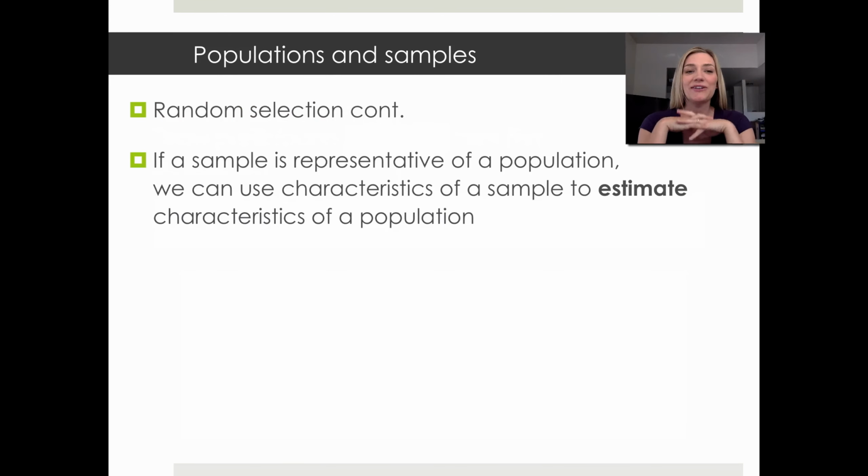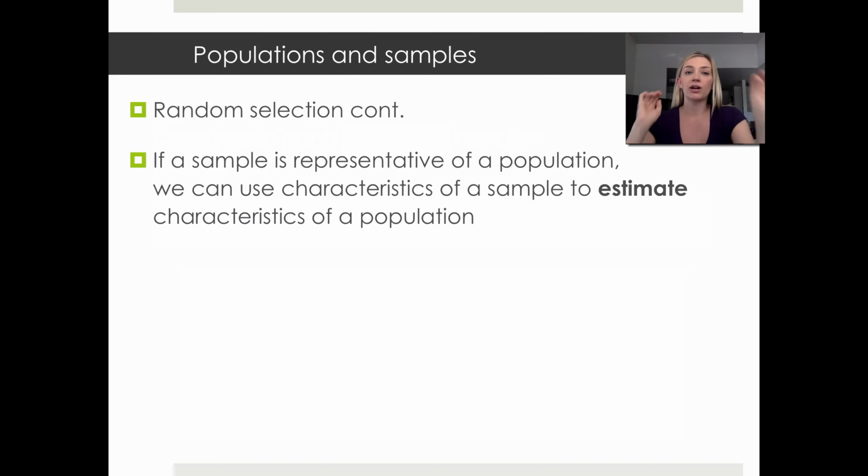Okay, so if our sample is representative of a population, if our sample looks like the population we're interested in knowing more about, then we can use characteristics of our sample, or in other words, we can use information about our sample to estimate information about the population. It's like our sample stands in for the population, and whatever we find to be true of our sample, we assume is also true of our population.